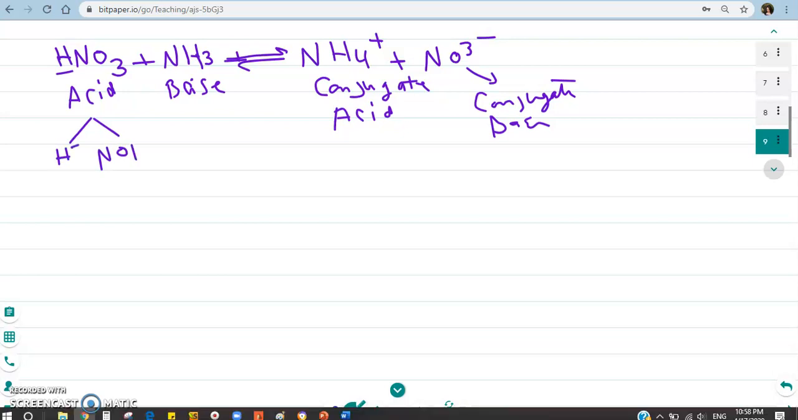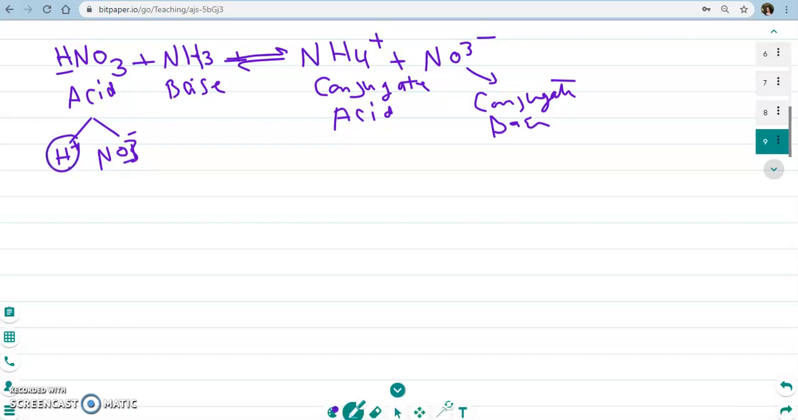Another method to do this is to ionize this as H and NO3. So the hydrogen will travel, or will be received or donated, to the NH3. What is left will be the base. So what is left of the acid will be the conjugate base. So you can do it either way.